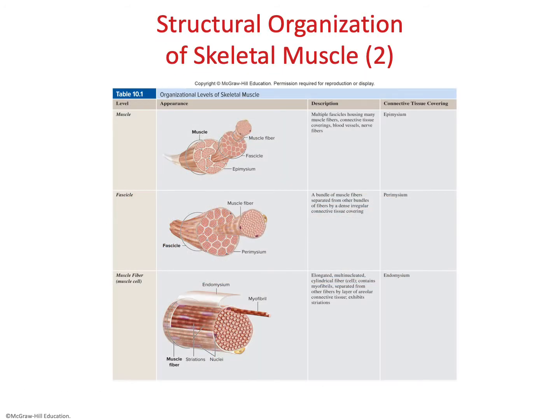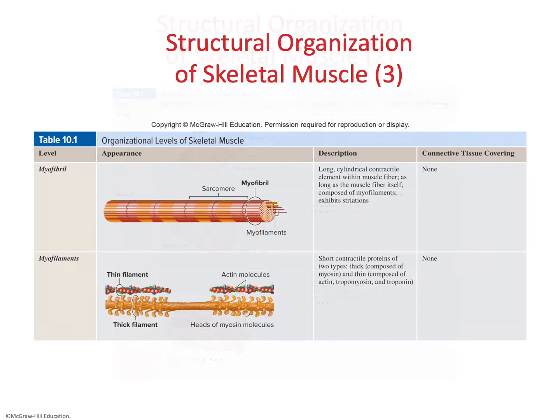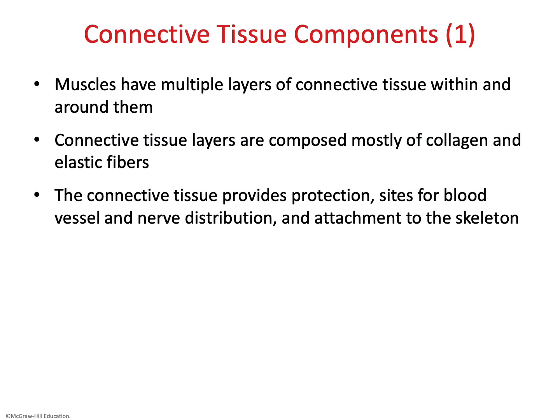So here we have a great chart detailing the organization of muscles. If we start going from large to small, each muscle is made up of fascicles. Each fascicle is made up of muscle fibers. Each muscle fiber is made up of myofibrils, and each myofibril is made up of myofilaments. So you should know that order in going from large to small. Then we talk about the layers of connective tissue that surround each of these structural organizations.